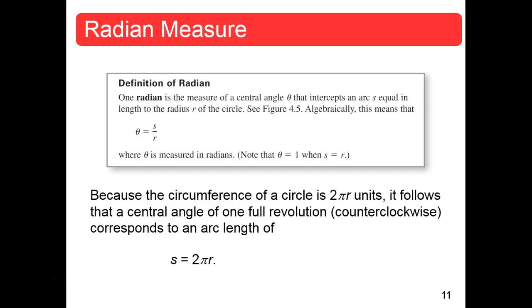So this is how we define an angle measured in radians: the ratio of the arc length cut by that angle and the radius of that circle. When S is equal to R, then you have theta is equal to 1. S less than R would be a theta of point something. An S greater than R would be 1 point something or 7 point something.